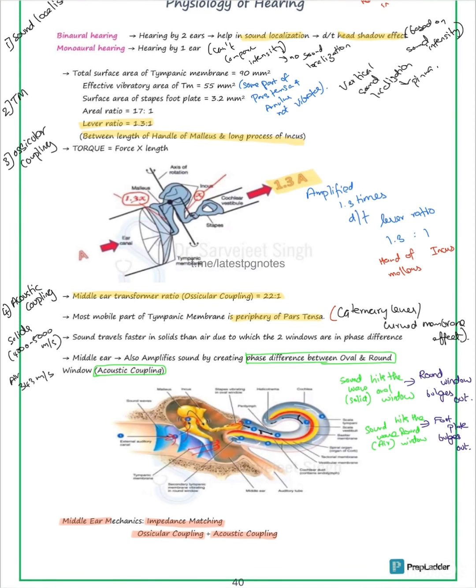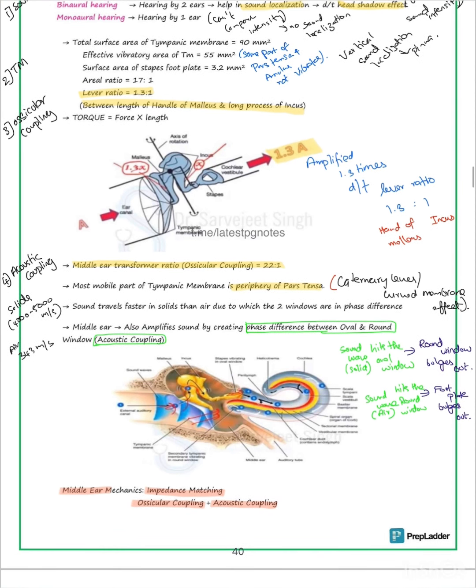This is known as ossicular coupling. Sorry guys, there is another process taking place in the middle ear that is known as acoustic coupling. Whenever the sound first travels and hits the tympanic membrane, it then goes into the oval window.